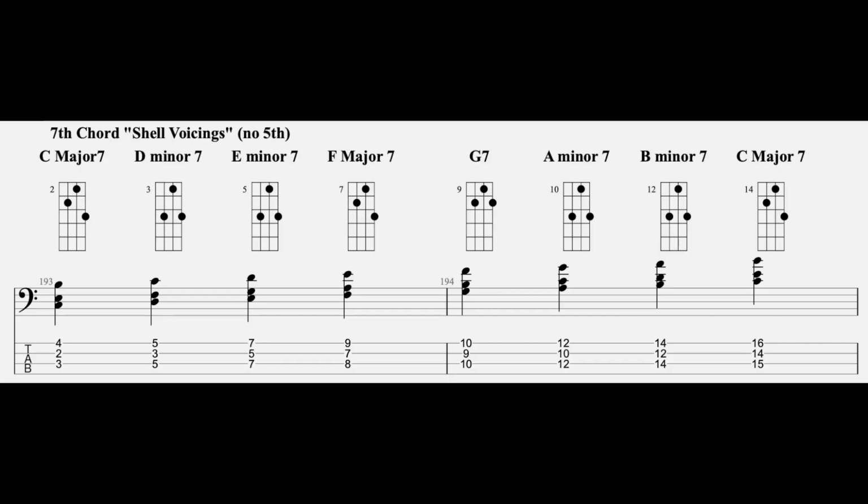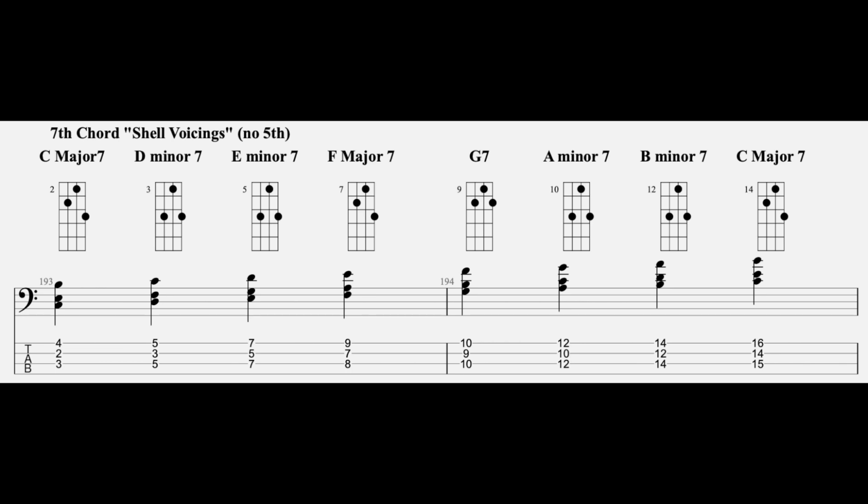7th chords. Now, not only are these going to be 7th chords, they're going to be what's called shell voicings. A shell voicing is a 7th chord or a 6th chord that doesn't have a 5th in the chord, so we're omitting the 5th. So this first set of shell voicings are going to be a root, a 3rd, and then a 7th because we don't have the 5th.